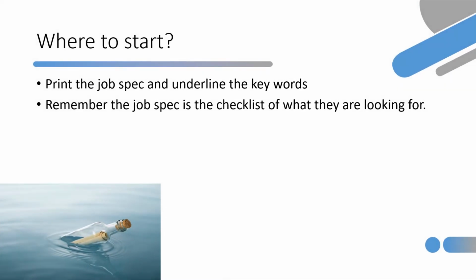So where to start? The first thing I always suggest people do is to print the job spec and underline the key words. The job spec isn't just about where the job is and if you can do it, it actually is giving you valuable information. The employer has taken the time to tell you exactly what they are looking for. So this will be of huge help for both the interview, your cover letter, and your CV. Remember, the job spec is the checklist of what they are looking for.